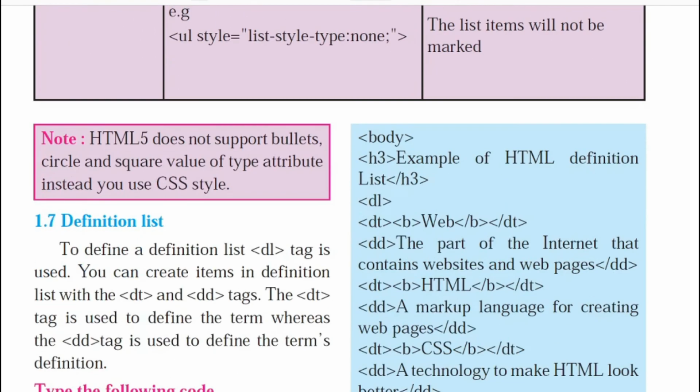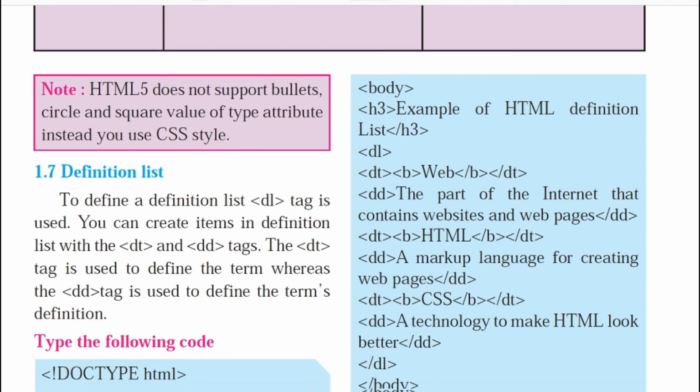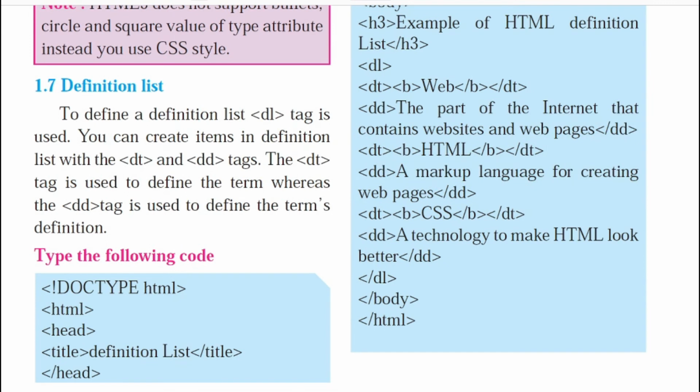Let us see yet another simple type of list, called the definition list. Yes, my dear students, we saw the ordered list, we saw the unordered list. Now here we are with the third type called the definition list. It defines a particular term. To define a definition list, the DL tag is used. As we saw, ordered list OL tag, unordered list UL tag. For definition, we use the DL tag.